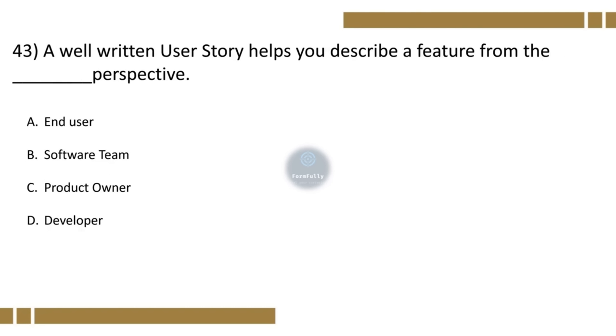Question 43. A well-written user story helps you describe a feature from dash perspective. Option A, end user. B, software team. C, product owner. D, developer. And the correct option is A, end user.